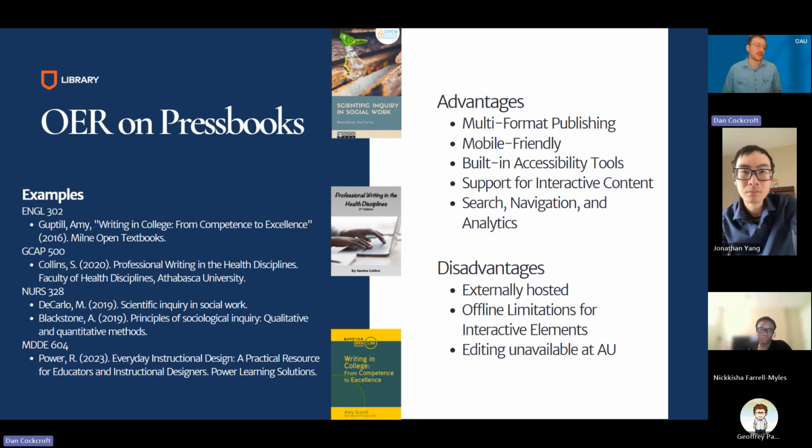Now, Pressbooks has a number of advantages over and above PDFs. For example, they have multi-format publishing. What that means is typically when you are accessing an OER on Pressbooks, you can read it online, you can download it as a PDF, or you can download it as an EPUB or other formats, depending on what you select. OER in Pressbooks are also mobile friendly. Unlike a PDF where you have to zoom in to make it work, a Pressbook will reflow to the size of your screen. There's also built-in accessibility tools. This is something that Pressbooks has been working on for a while, and they're getting better all the time.